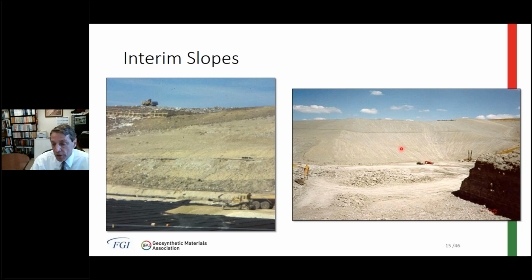This is a similar interim slope on the right. The excavations at the toe, you can see a steep slope, but in addition to the excavation, there's some blasting now occurring at the toe of the slope, which has to be included in the stability analysis to assess the stability of the interim slope.